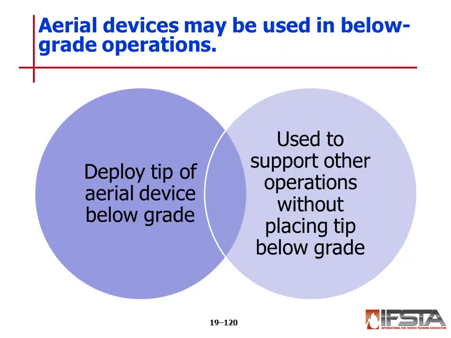Below grade operations. In some instances, it may be necessary to deploy the tip of the aerial device to a location that is below the level on which the apparatus is parked. Aerial devices may also be used to support other operations being conducted below grade, without actually having to place the tip of the device that low. Before attempting this type of operation with any aerial device or apparatus, consult the manufacturer's operations guide to be assured whether or not the device can safely, properly deploy below grade.